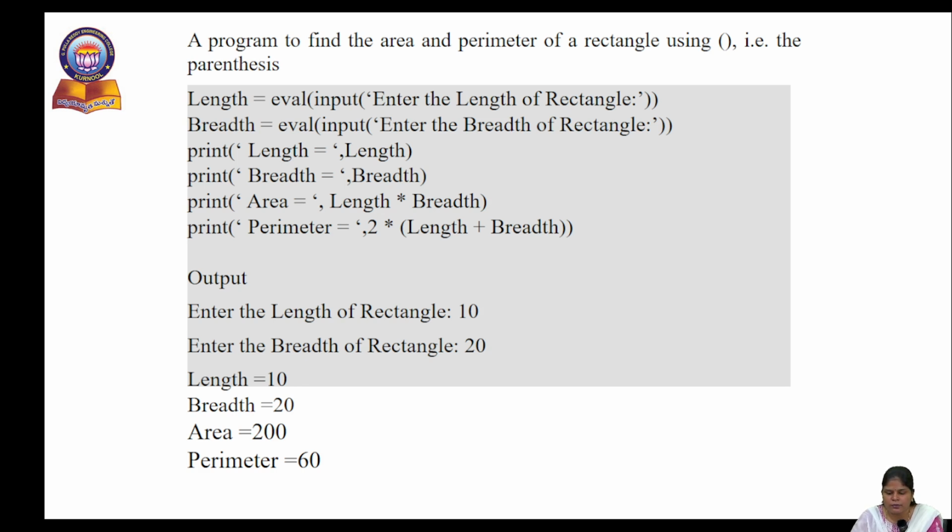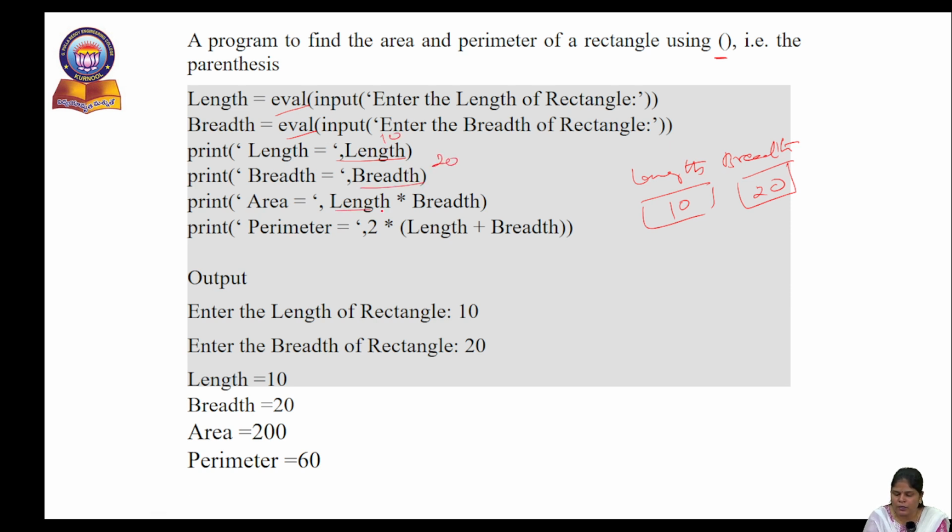One example is finding the area and the perimeter of a rectangle using what? Using the parenthesis operator. So I have taken the length and the breadth as input. I may take either integer or float. I am considering a val function here, and after reading, whenever I take length it will be created, and then it will create the breadth where it stores the value. After giving the input, I have taken length as 10, breadth as 20. When you print the values, 10 will be printed, 20 will be printed here.